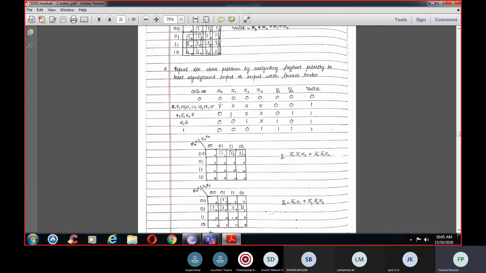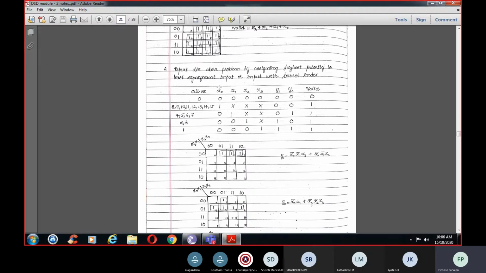Now when x0 is 1, the priority is given to the lowest index. Lowest index means if we compare x0, x1, x2 and x3, x0 is the lowest. If we compare x1 with x2, x3, the lowest will be x1. In the same way, if we compare x2 and x3, the lowest will be x2. These 0, 1, 2, 3 are index values.